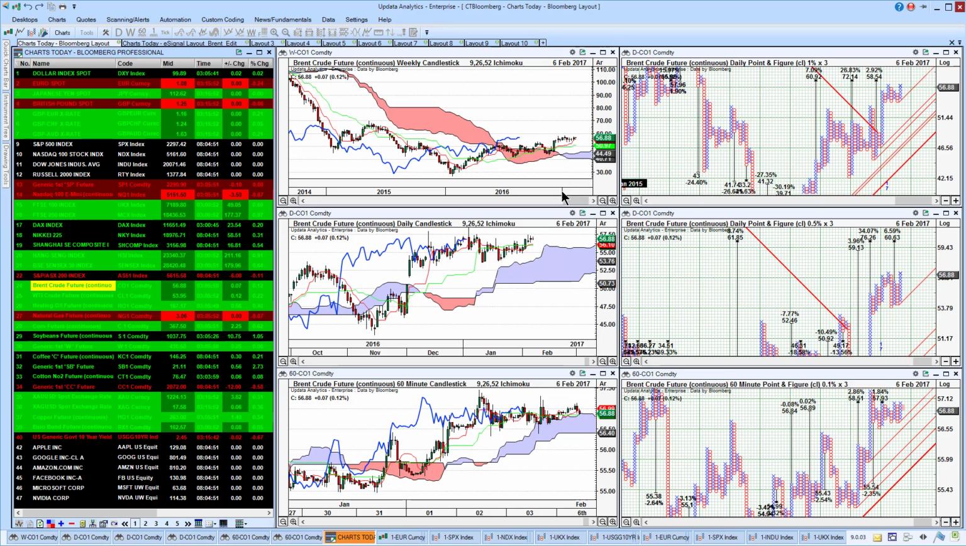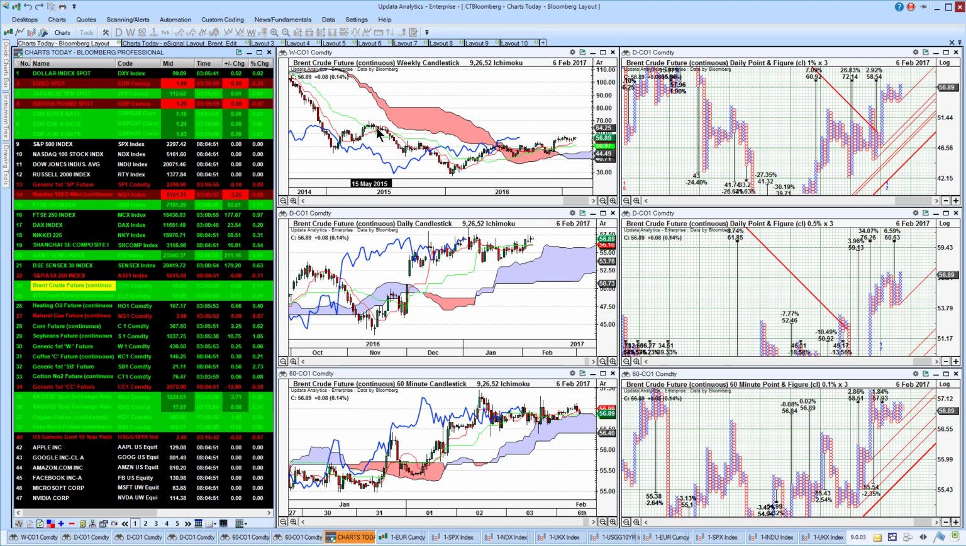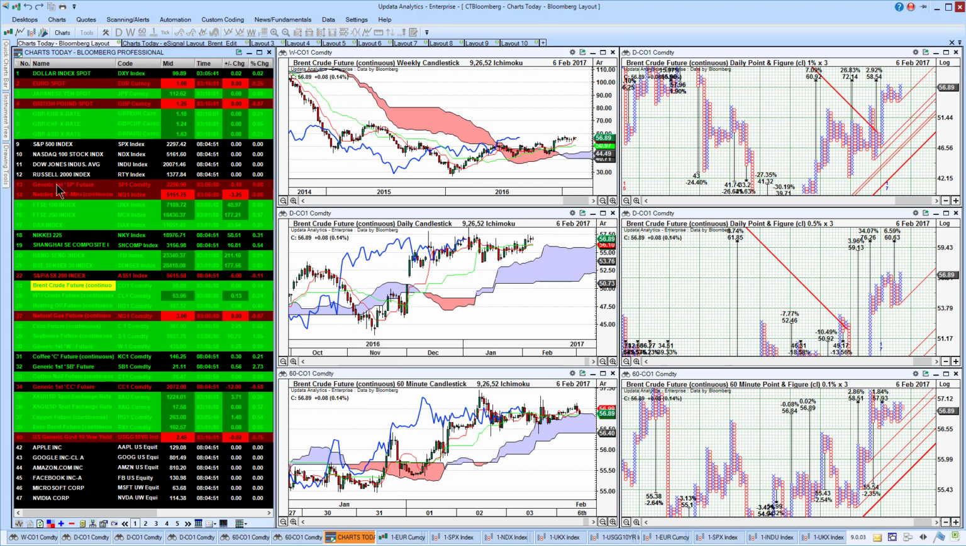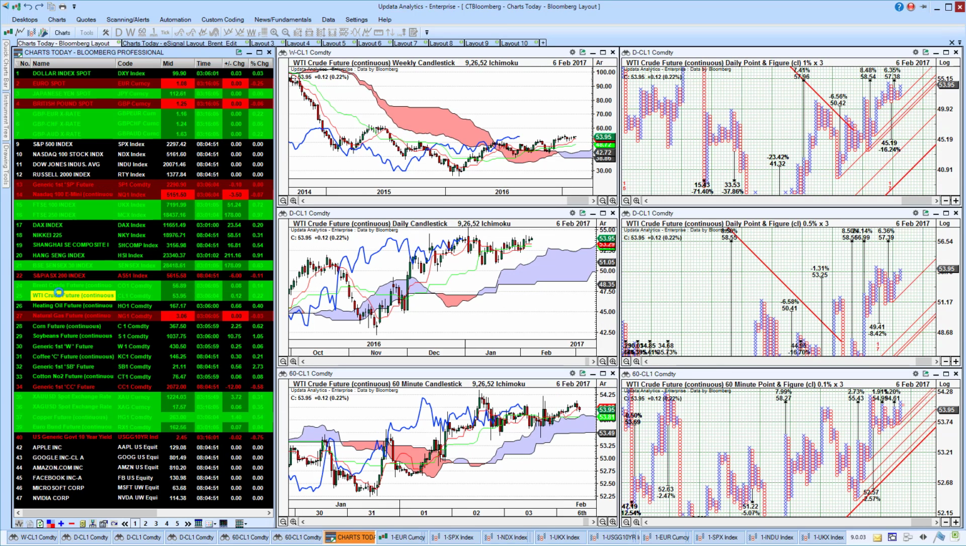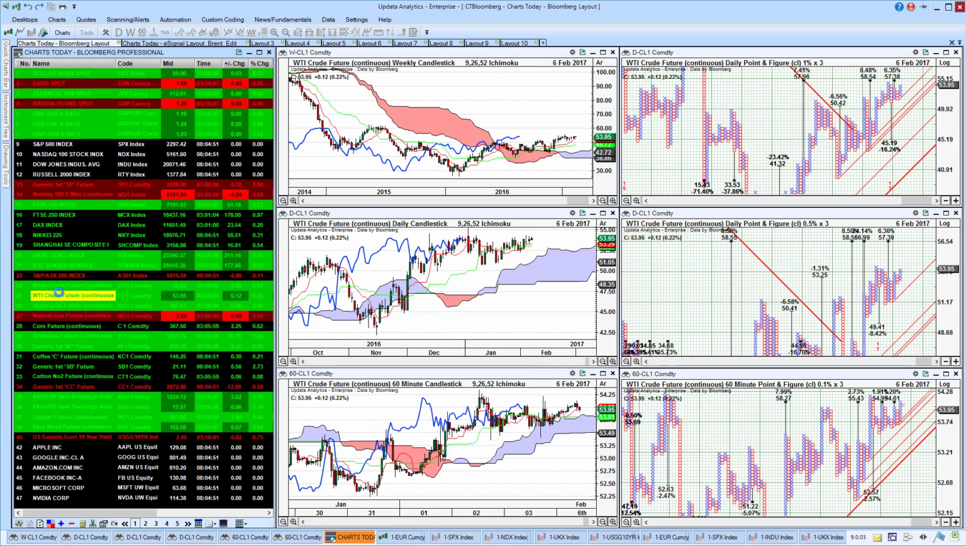So it does look like crude is still continuing its New Year run. It's what we did last year. Most years we go up in the first bit of the year, so we shouldn't be surprised to see crude going up. We're quite bullish on it for this quarter, and we see the same for WTI as well.